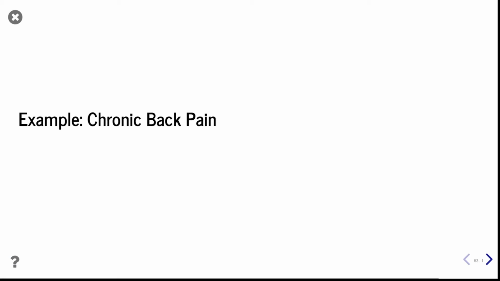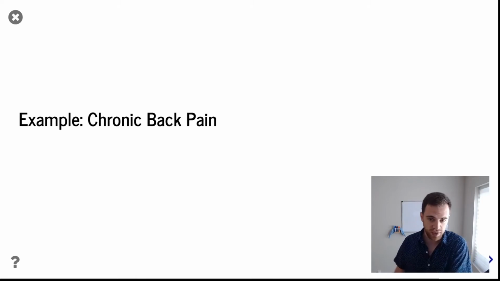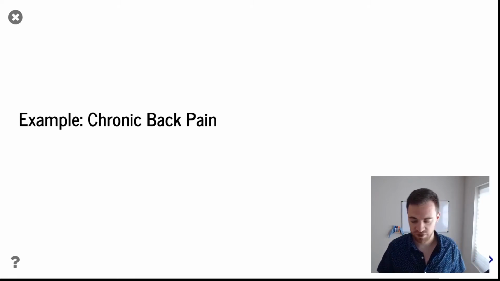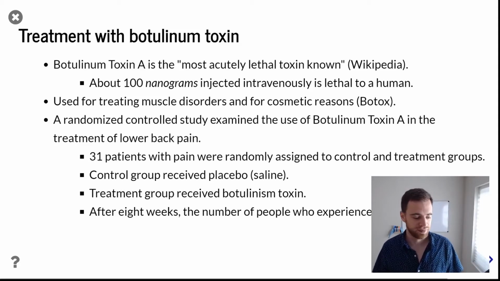So let's take a look at an example. Where we often see RCTs and find them very useful is in medicine, where we can give a treatment to a group of people and see if it has any effect. So let's take a look at chronic back pain. You may have heard of something called Botox, the medical term for it is botulinum toxin, and it is the most acutely lethal toxin known. So actually, this is a very scary toxin.